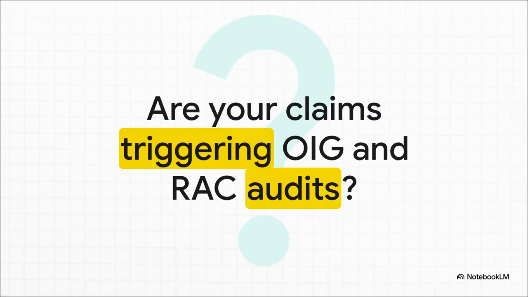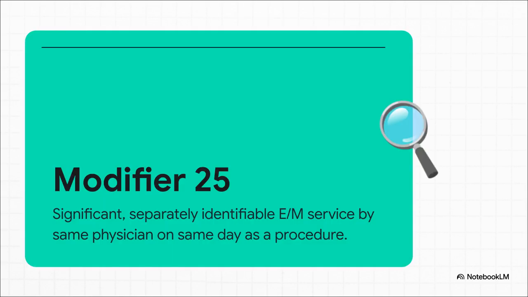So here's the high-stakes reality. Incorrectly using the modifiers we're covering today doesn't just lead to a simple claim denial or a frustrating payment delay. It can trigger massive compliance violations, potential fraud allegations, and just devastating revenue loss. You have to ask yourself, are your claims flying under the radar right now, or are they waving a massive red flag for OIG and RAC auditors? Let's fix that. First up, Modifier 25.